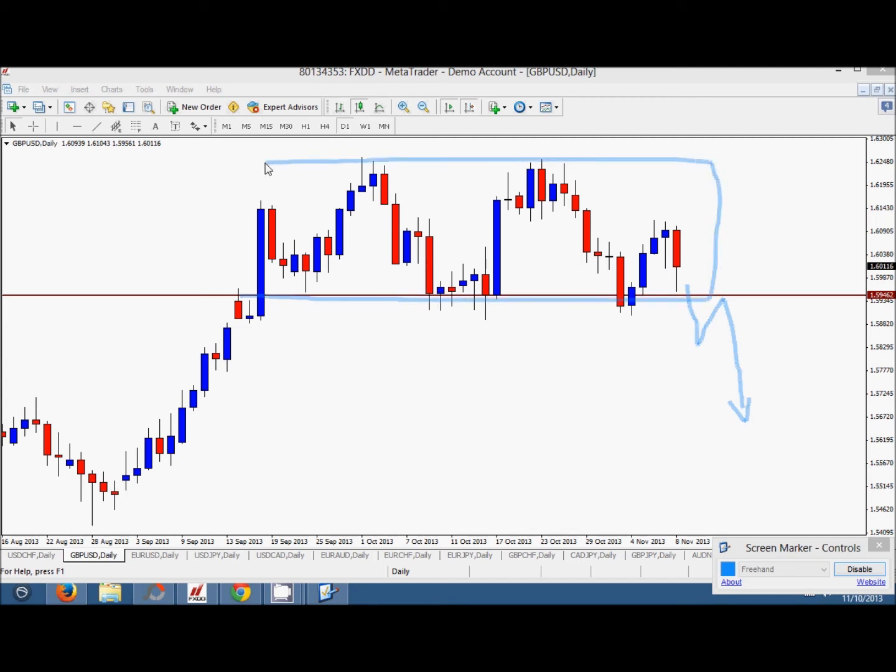So it's going to basically be broken from a ranging market to a downtrend right here, and that is why we're going to be looking to trade this short, to get out of this ranging market and to get into a downtrend. So that's why I'm going to be looking to short this pair and not long it at this support zone.